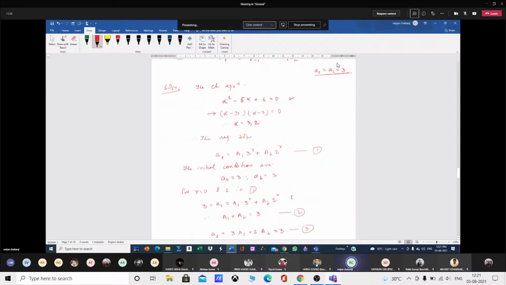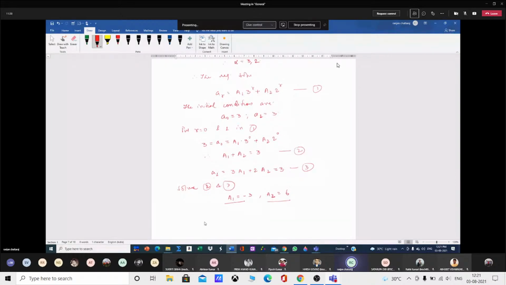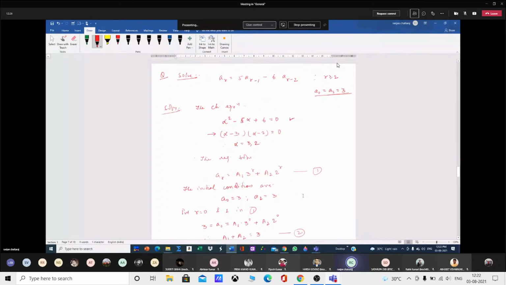Okay. Now, once you get A1 and A2, simply put them here. What is the solution? In this case you are getting the particular solution, because it is a homogeneous equation. So the required solution is a_r equals minus 3 into 3 to the power r plus 6 into 2 to the power r. This is another type of problem where we have to use the initial conditions to determine the arbitrary constants.